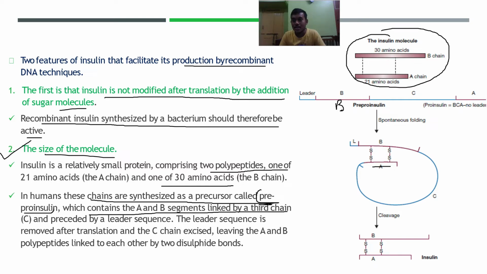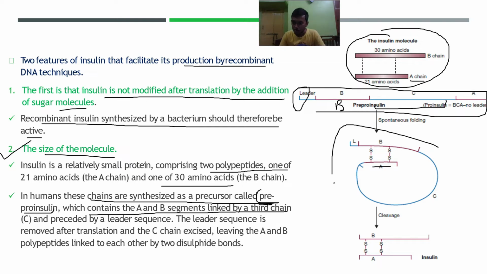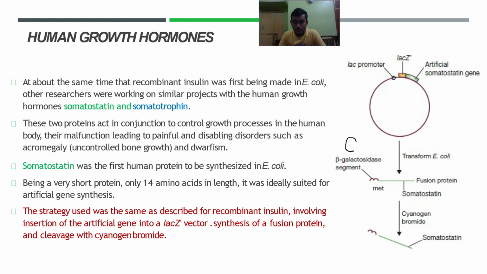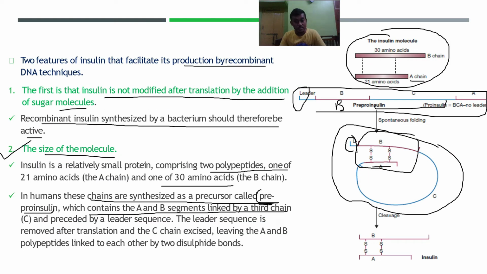You can see only the A and the B chain. So we just want the A and the B chain. Alright, and we don't want the C chain and the leader sequence. But in humans, this is available in the folded form, which would look something like this. But we want just this part, the A and the B chain. So what happens is, after this folding has occurred, translation happens. After translation, this leader sequence is removed, which cleaves the C chain as well.